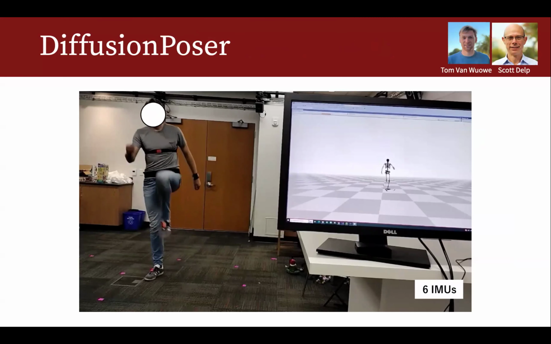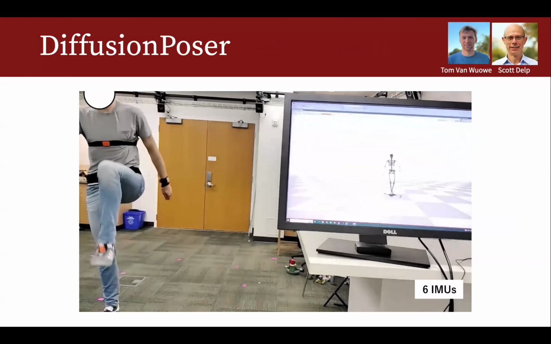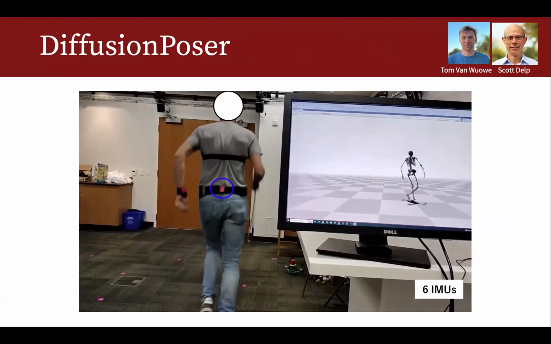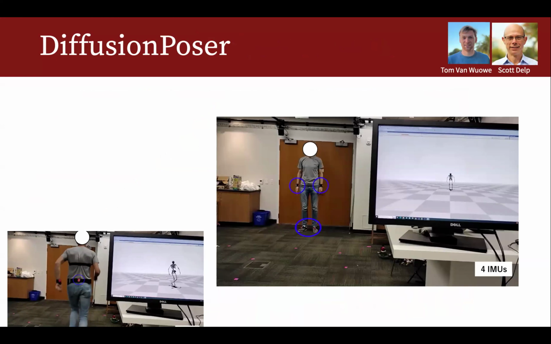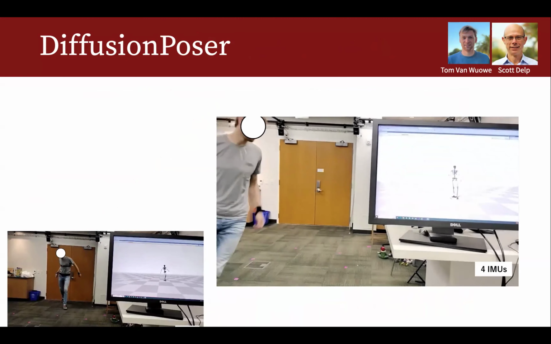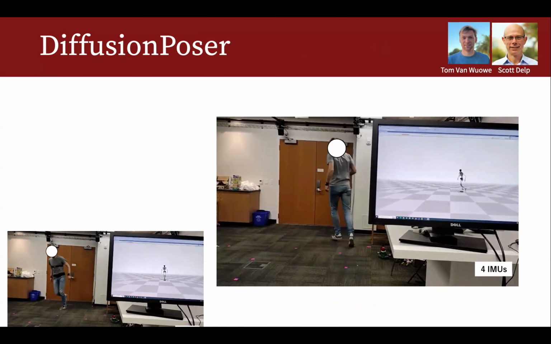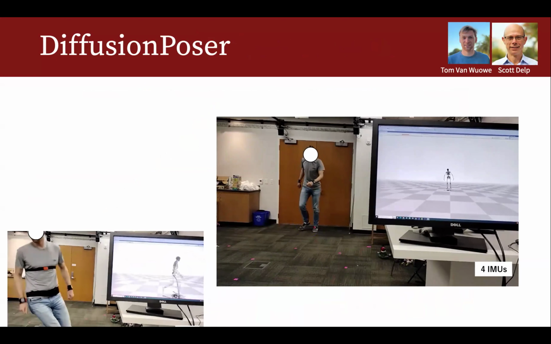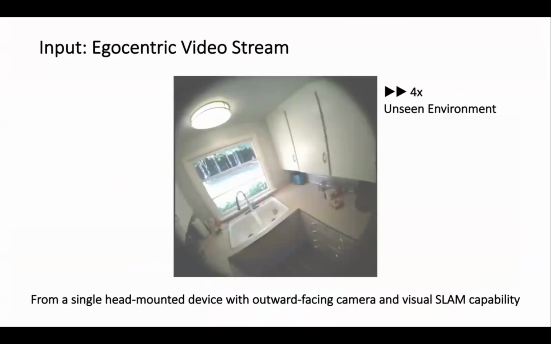So here we have Tom walking with the 6 IMUs, and then we can reconstruct the motion in real time. And then now he removed 2 IMUs, he only has 4 IMUs, but without retraining the model, you can just directly, during inference time, get your motion.